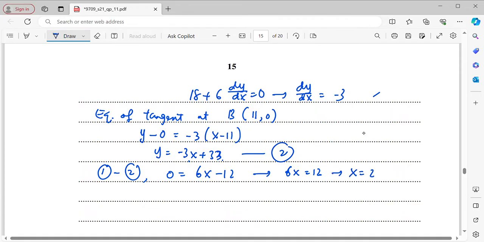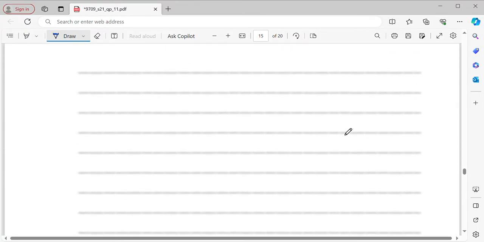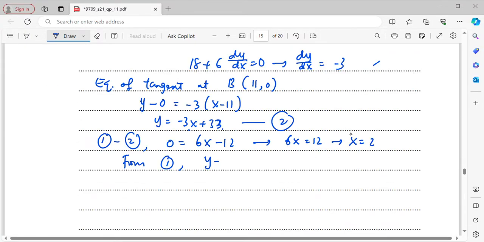Okay, then from one of the equations, I will use the first equation, it will be easier. y equals 3x plus 21. So 6 plus 21 will be 27. Therefore, I found the point of intersection.